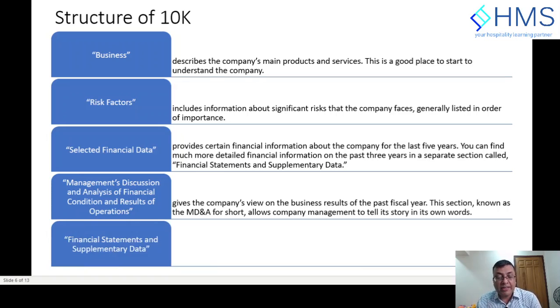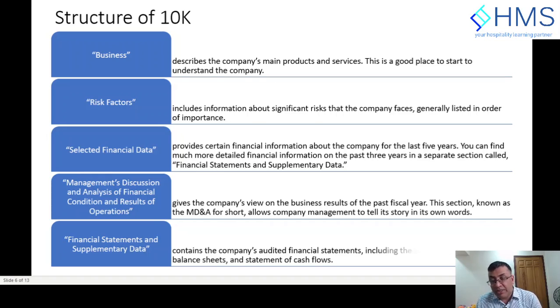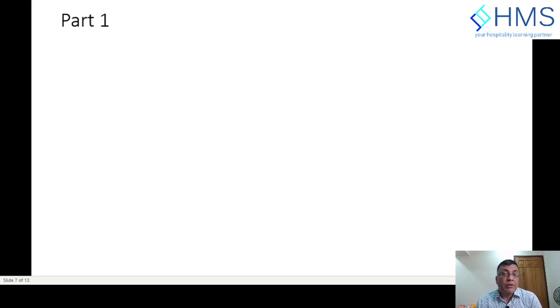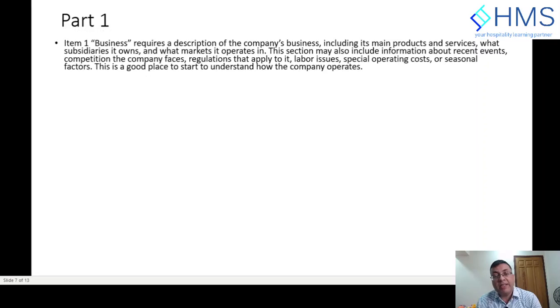And then the last is the financial statements themselves, which include the balance sheet, the profit and loss statement, the cash flows, and also the supplementary information normally provided with the financial statements. So let us look at more detail. Part one is usually divided into items, item 1 through to the end of part 5.